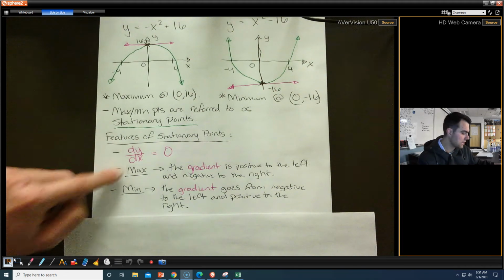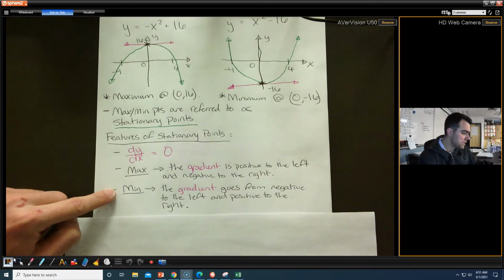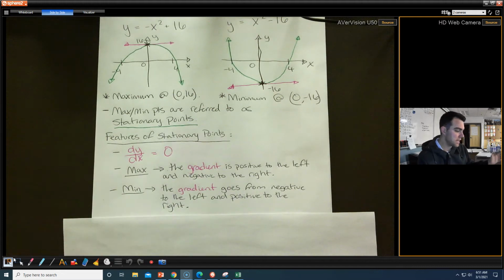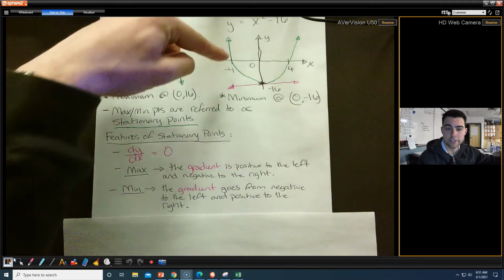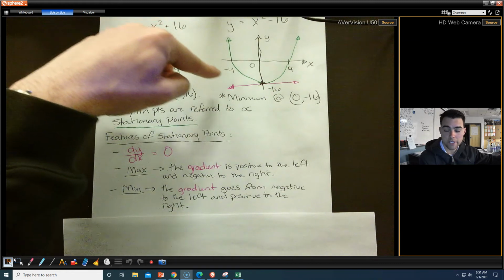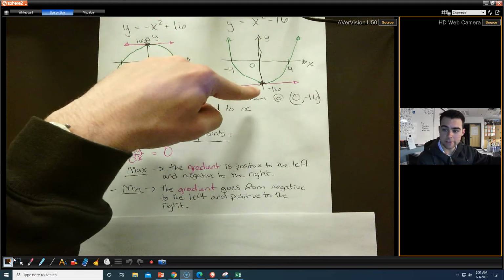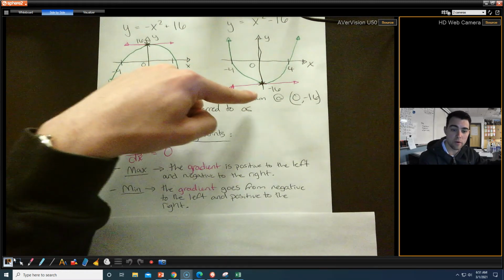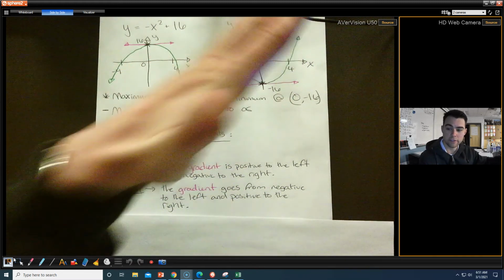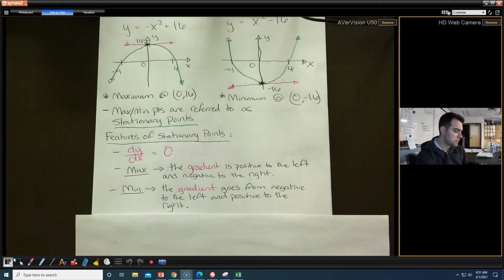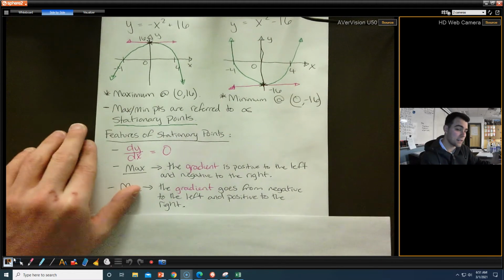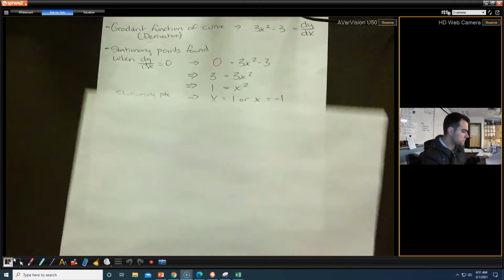And similarly, it works with the minimum too, except if we're on the left-hand side of our stationary point, the slopes are all going to be negative, and then it's going to be 0 at the stationary point, and then it's going to be positive to the right of that as well. Okay, so let's see how those will work in the context of some problems.